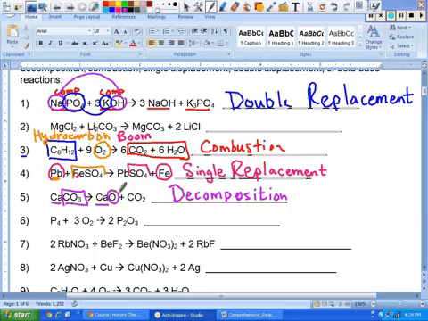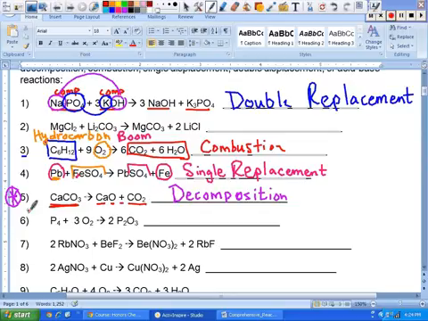Guys, I'm telling you now, know this reaction because you will see it. A metal, one more time, let me make sure you get it. A metal carbonate decomposes into a metal oxide plus carbon dioxide. Make sure you know exactly what type of reaction that is.